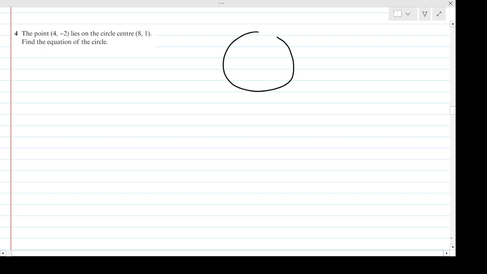I guess you can draw a diagram if you want. The centre is (8, 1), and the point is (4, -2). Technically it'd be there, but I'm not really fussed about plotting the point exactly. Okay, that's the situation we've got. If we draw the situation, from this we need to deduce the equation of the circle.